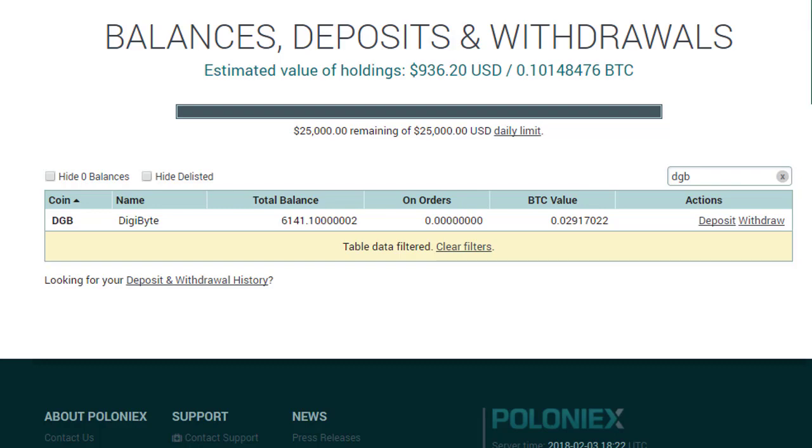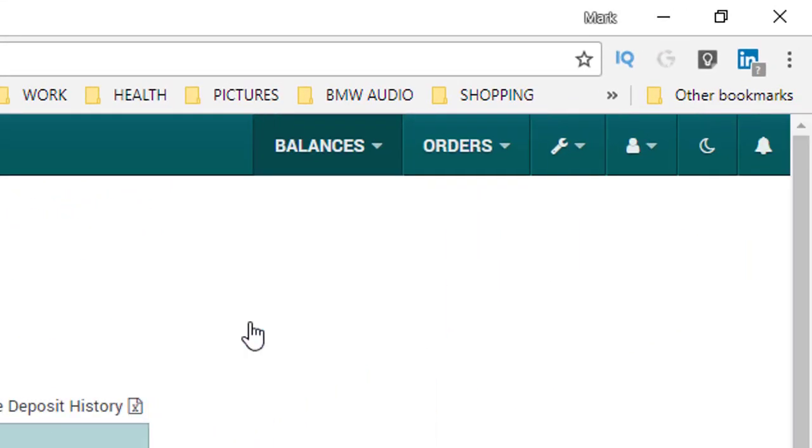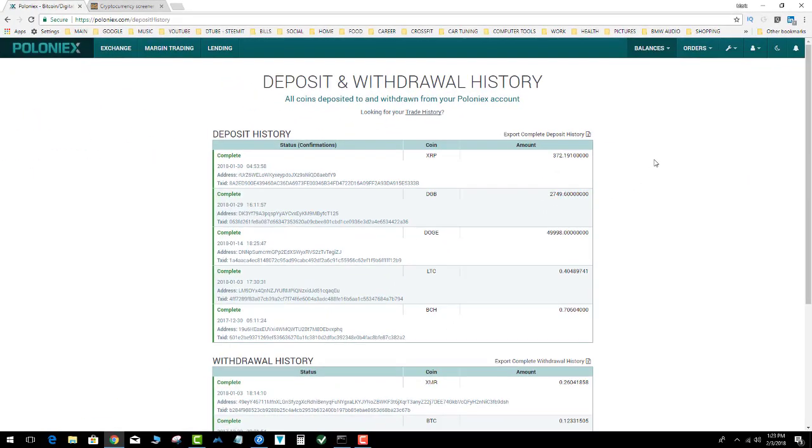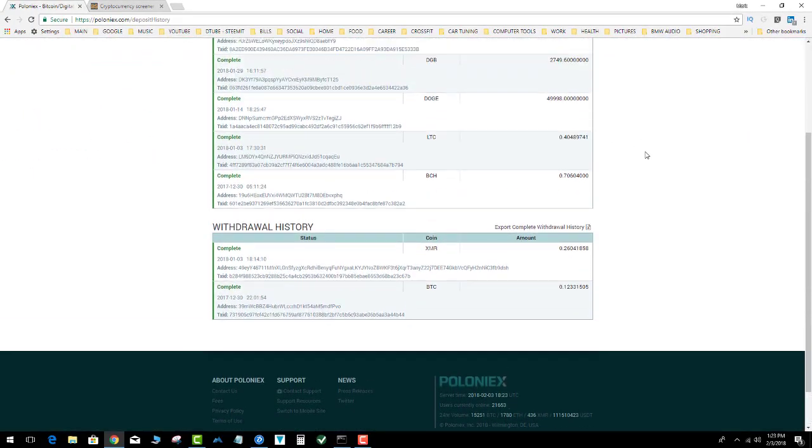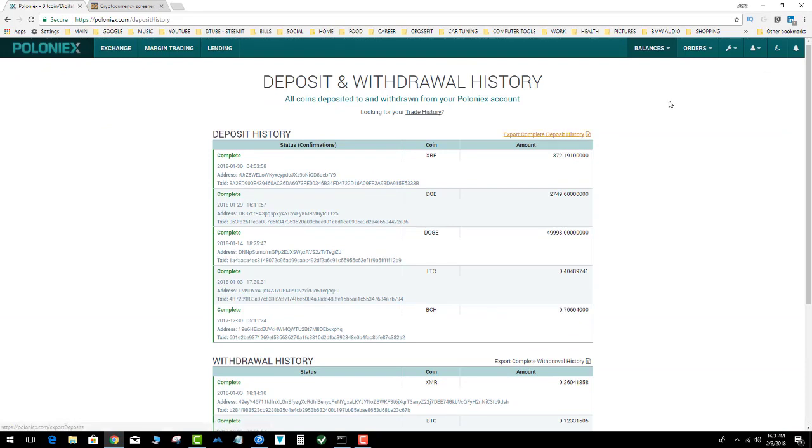And finally, we have history. History shows all your history that you've had on the exchange. That's pretty forthcoming, pretty easy to remind. Profile, that's where you change your settings, turn your two-factor on, all that monkey business. Linked accounts, if you have multiple accounts on POLONIEX.